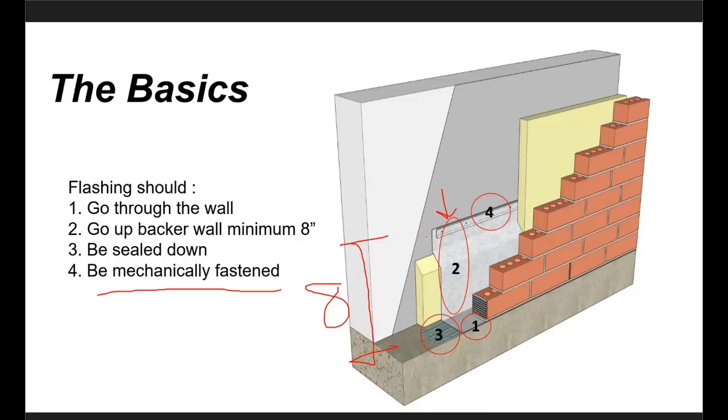Use that termination bar to mechanically fasten it, and then you want to come back and put that bead of sealant between your termination bar and whatever's on the back of the wall. A lot of times your air barrier is already installed on there.